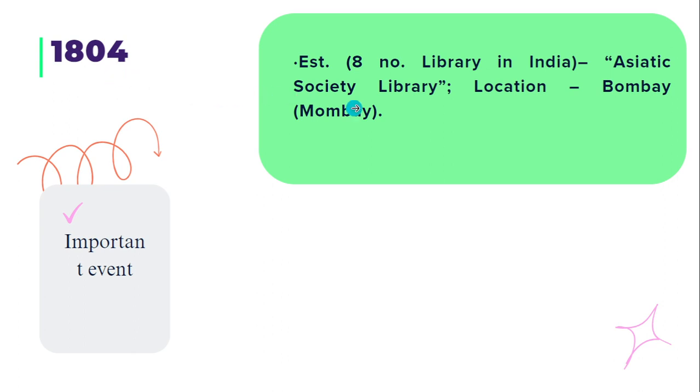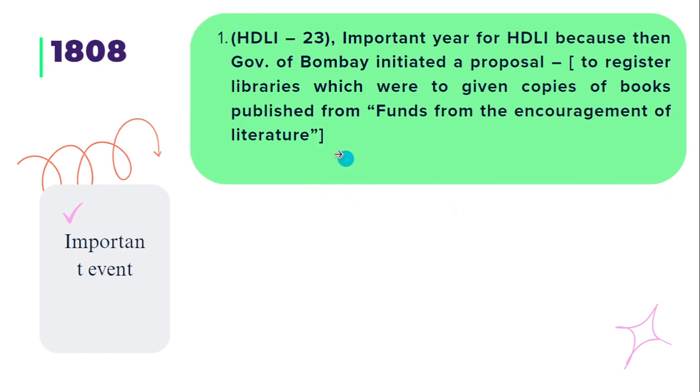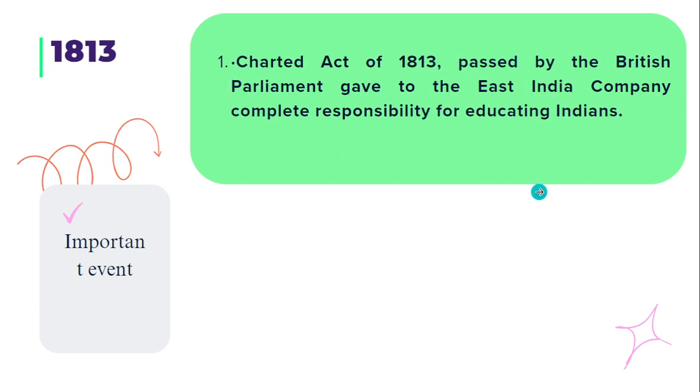Then in 1804 the first library in India was established, that is the Asiatic Society Library at Bombay. 1808 was an important year for the historical development of libraries in India, because then the government of Bombay initiated a proposal to register libraries which were to be given copies of books published from funds for the encouragement of literature.